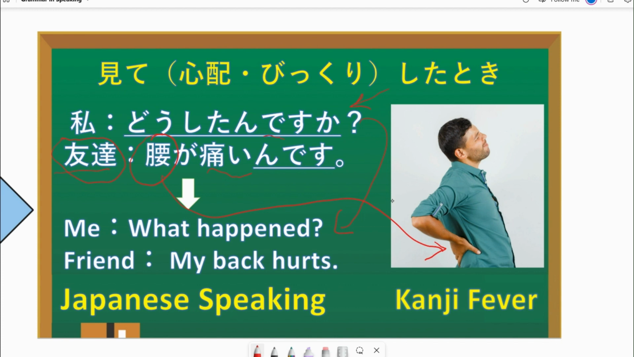He will also respond with んですか, this pattern that we saw in our first video. So your friend will answer 腰が痛いんです.